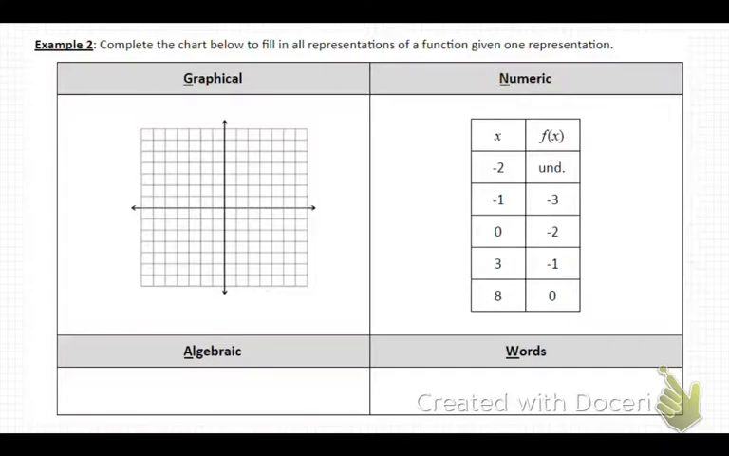Okay, how do I graph the next point? -1, -3. Nice try, Galilee. Valiant effort. Okay, what else do I have to graph? 0, -2. What else do I have to graph? 3, -1. And finally, 8, 0, which is approximately here. What kind of graph is that? A square root.